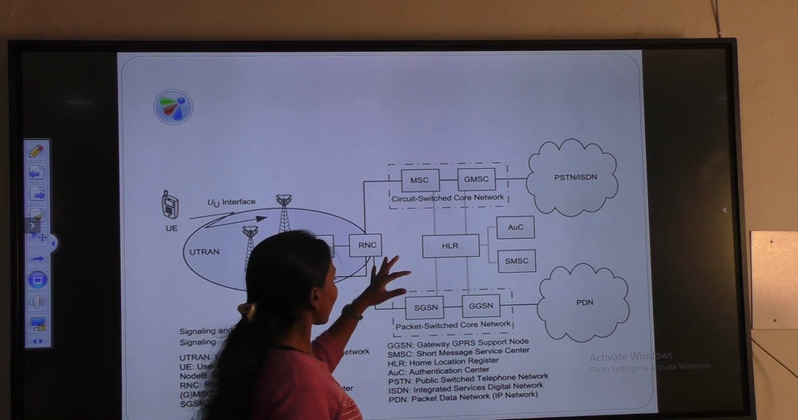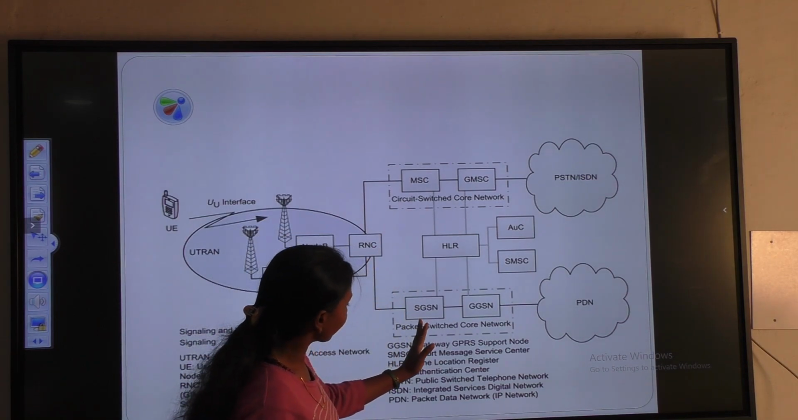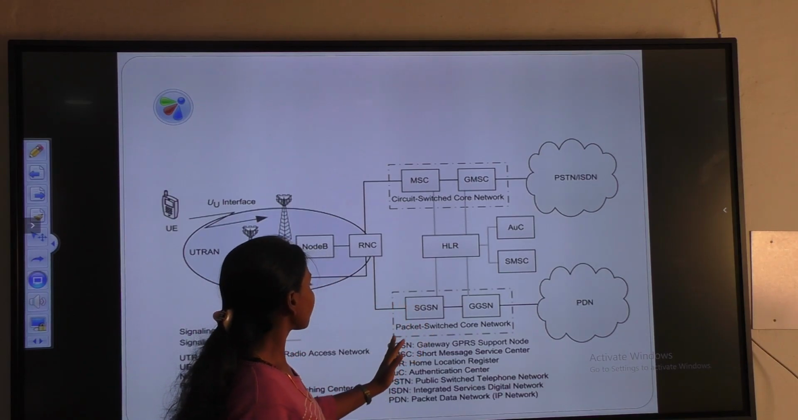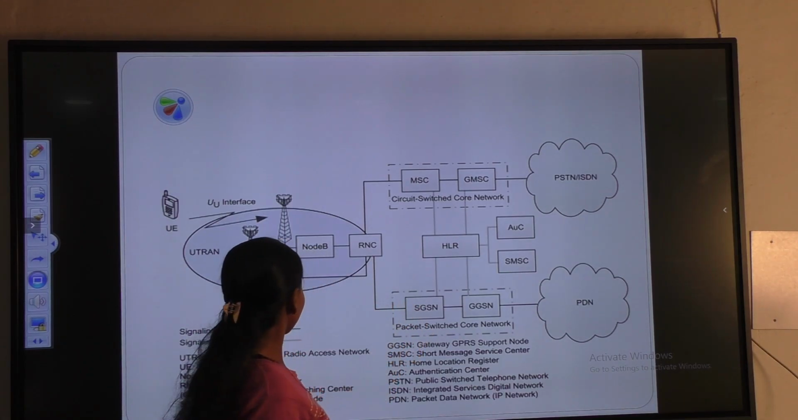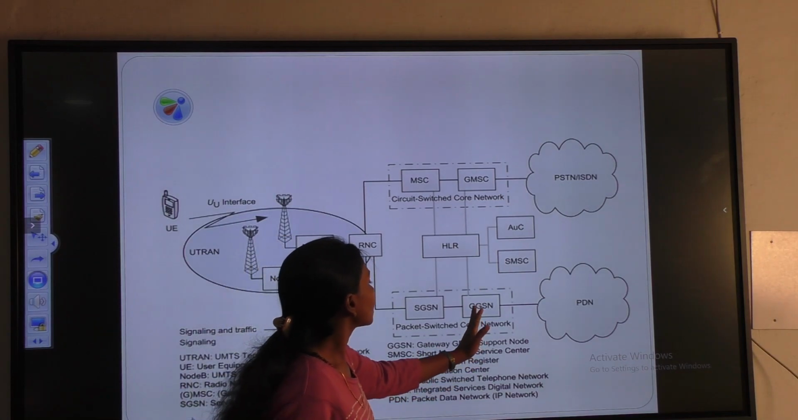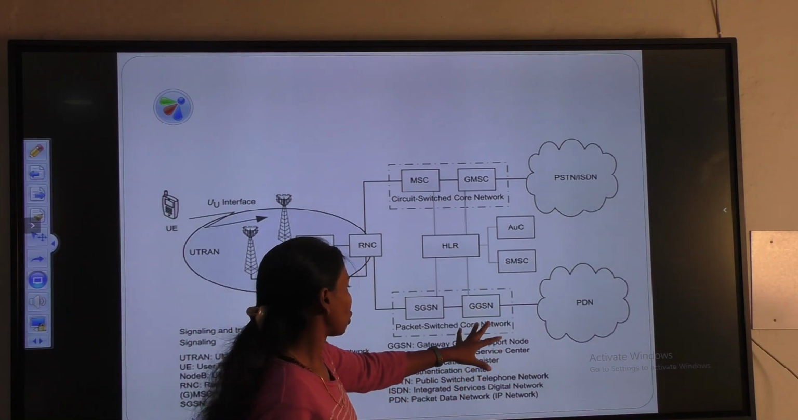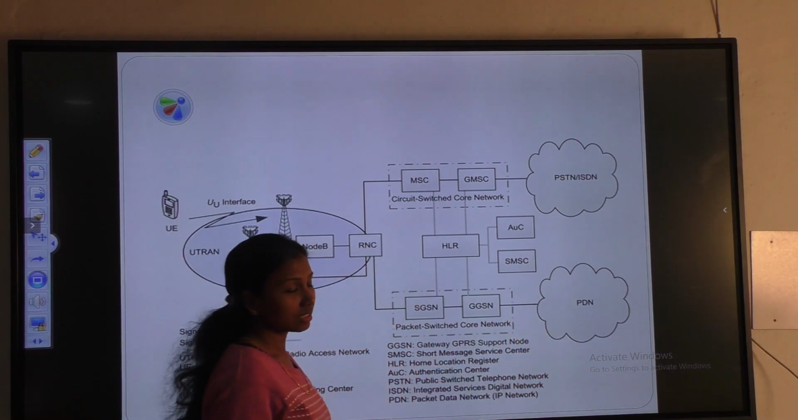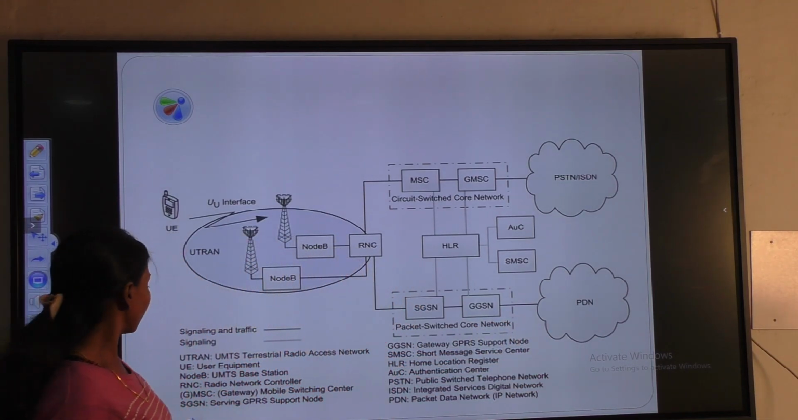Okay, and whenever you are using data services, that is packet data services, then this is your SGSN, that is the Serving GPRS Support Node, or Gateway GPRS Support Node. So this is the packet switch core network, and we are accessing the services, that is PDN, Packet Data Network.